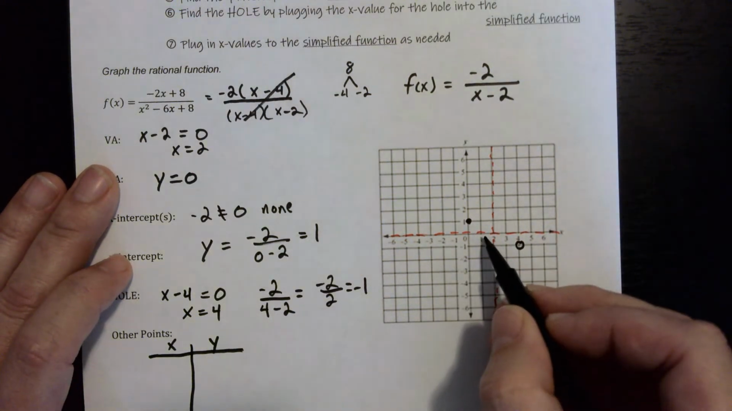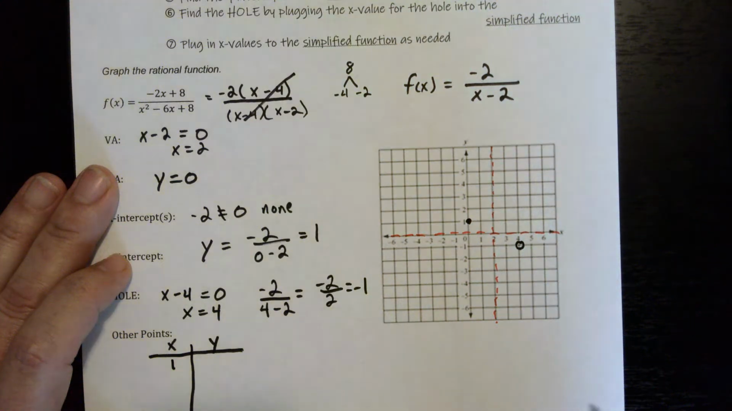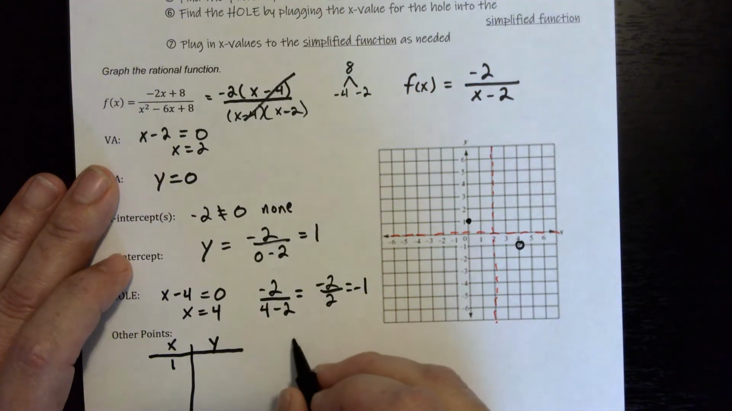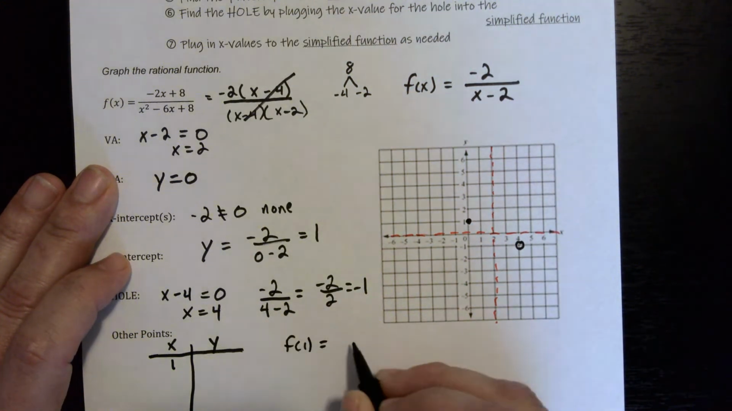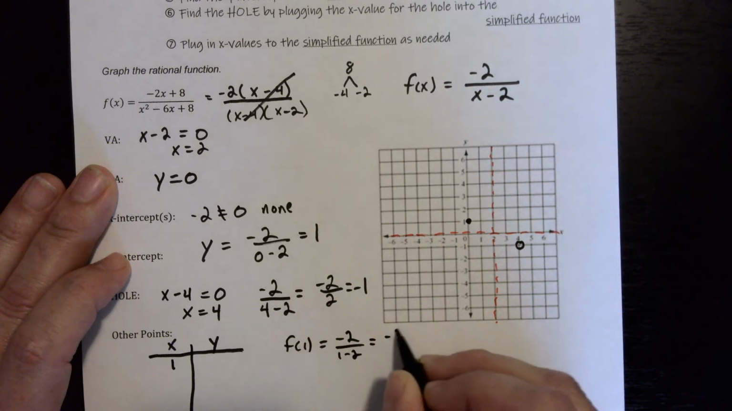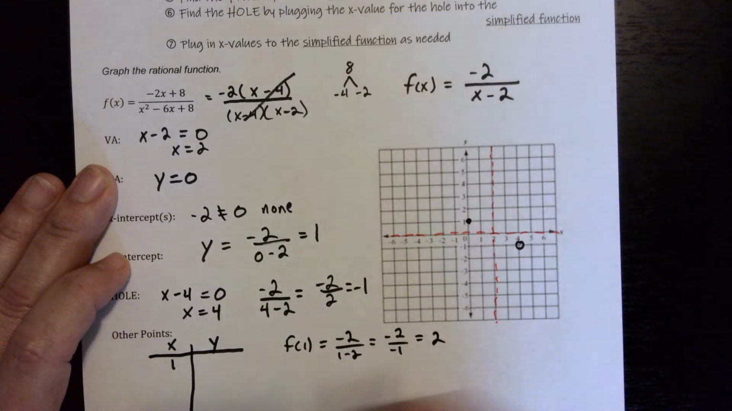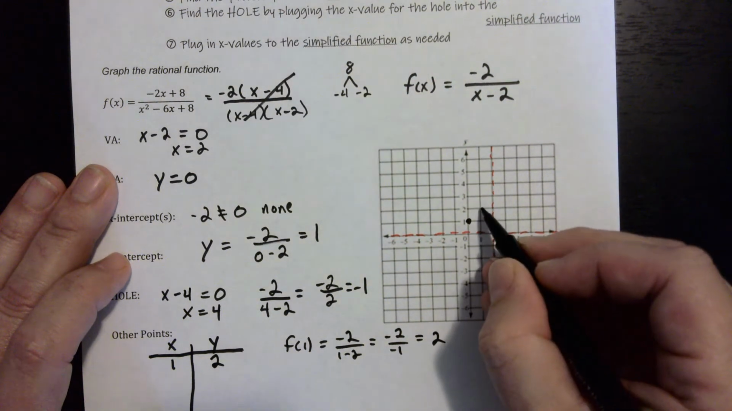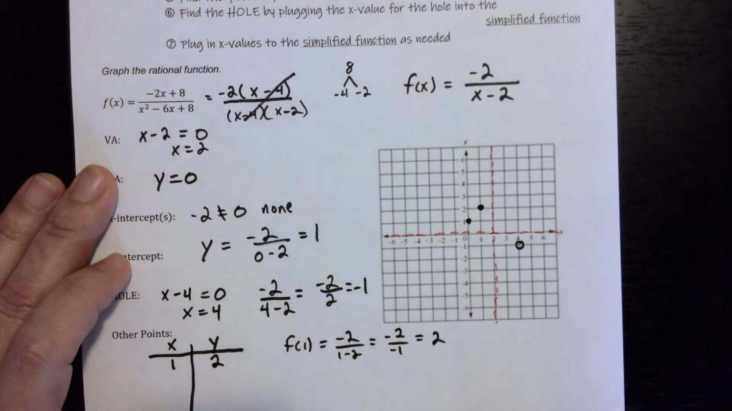Let's try x equals 1. So if I plug a 1 in, then f of 1 is equal to negative 2 over 1 minus 2, which is negative 2 over negative 1, which is 2. So that gives us a 2. That's the point 1, 2. So 1, 2.